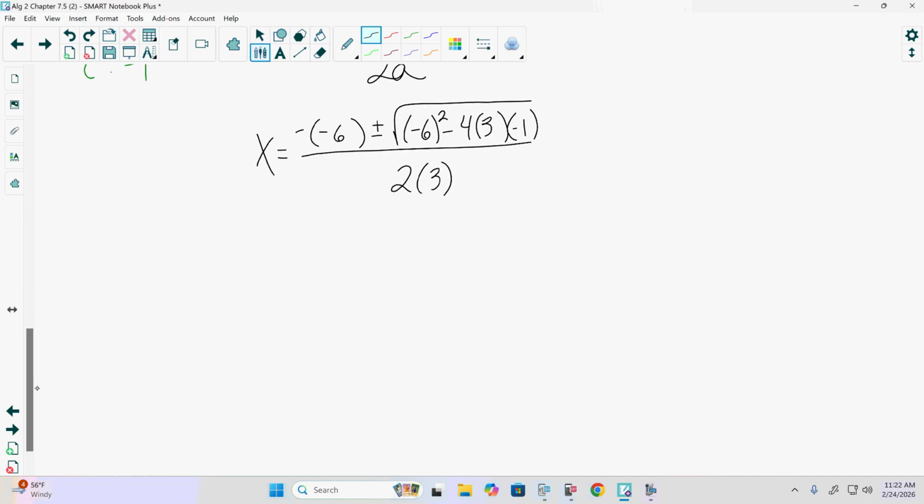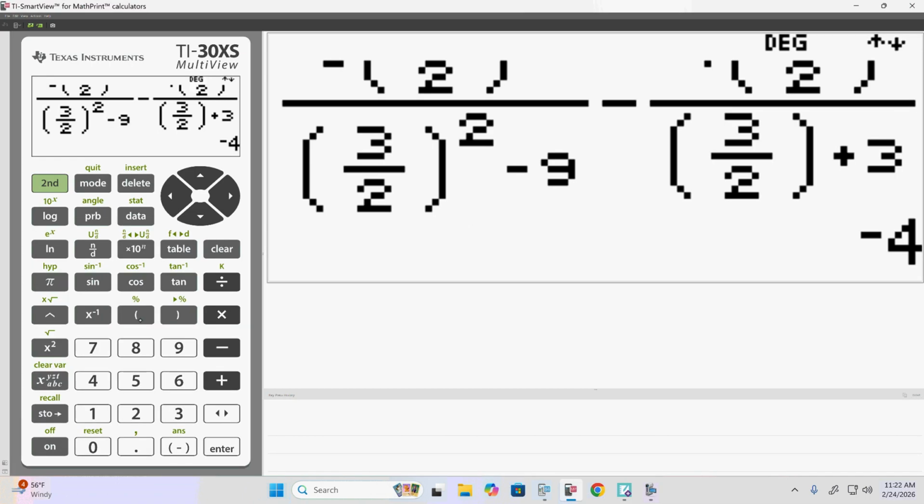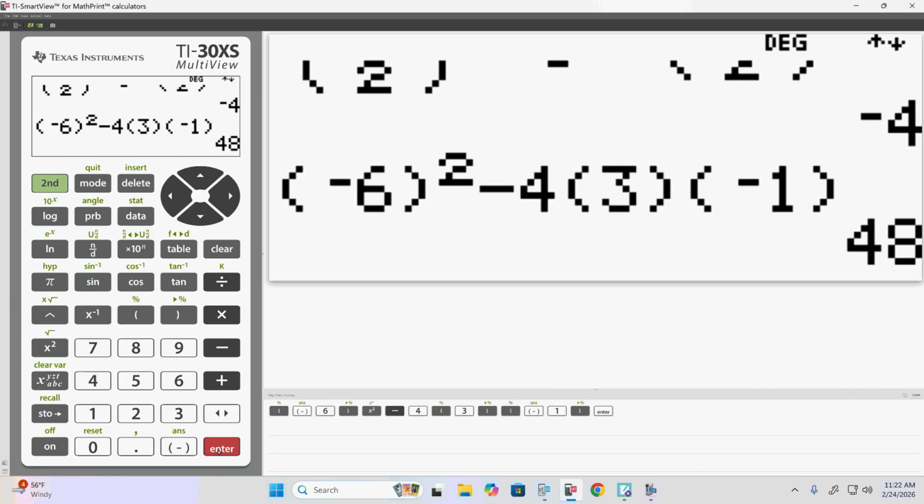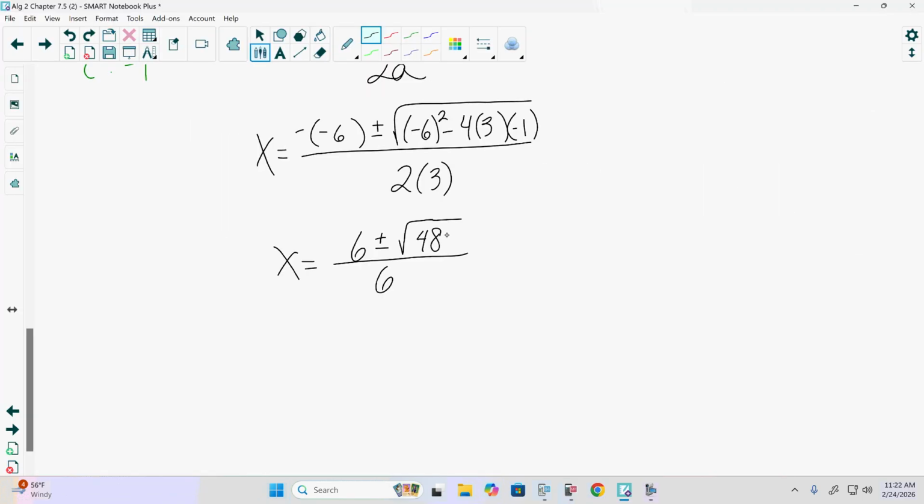Now at this point, this is when I would get the calculator out for the most part. Negative 6, the negative and negative makes positive. In the denominator, 2 times 3 is 6. Now the first thing I'd plug in the calculator is what's inside that radical. So negative 6 squared minus 4 times 3 times negative 1. It tells me what's inside that radical is 48.